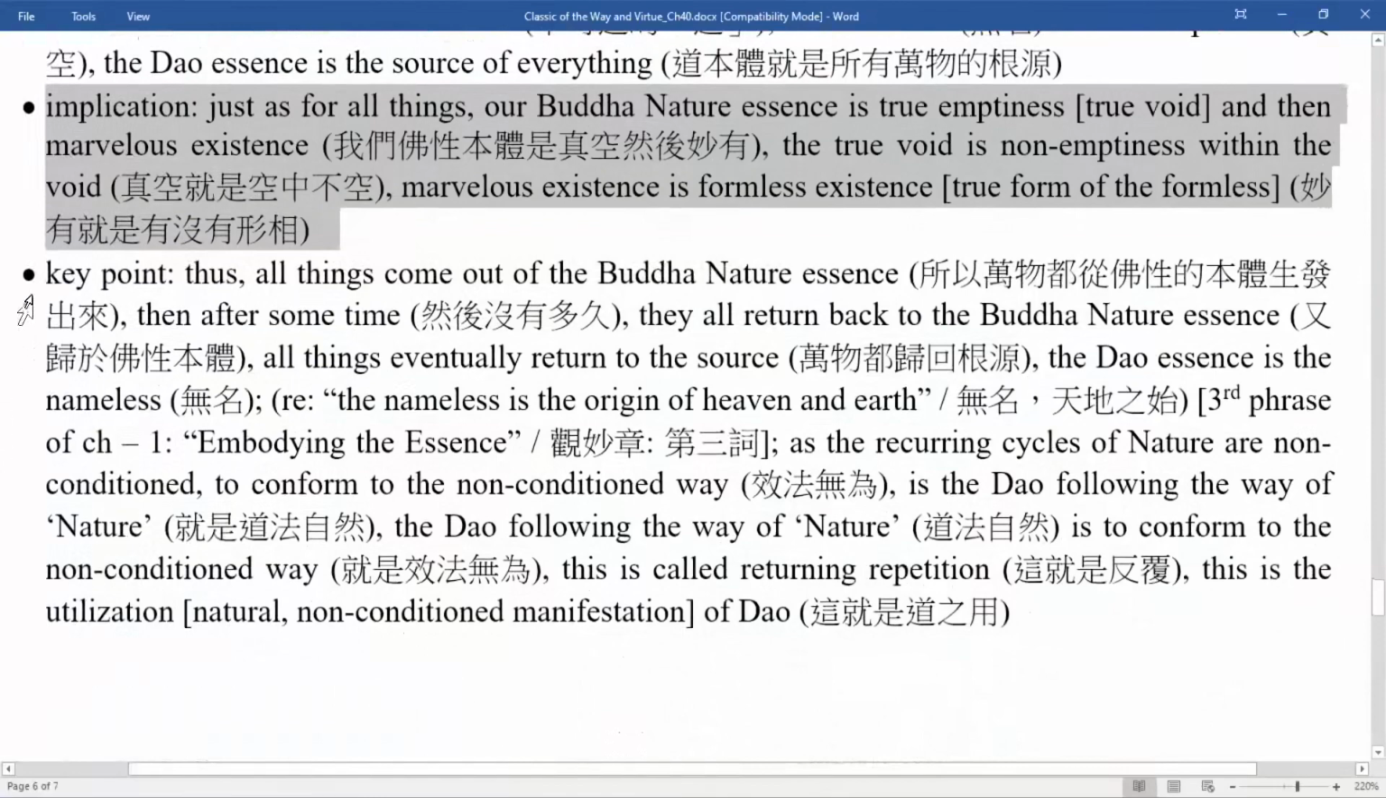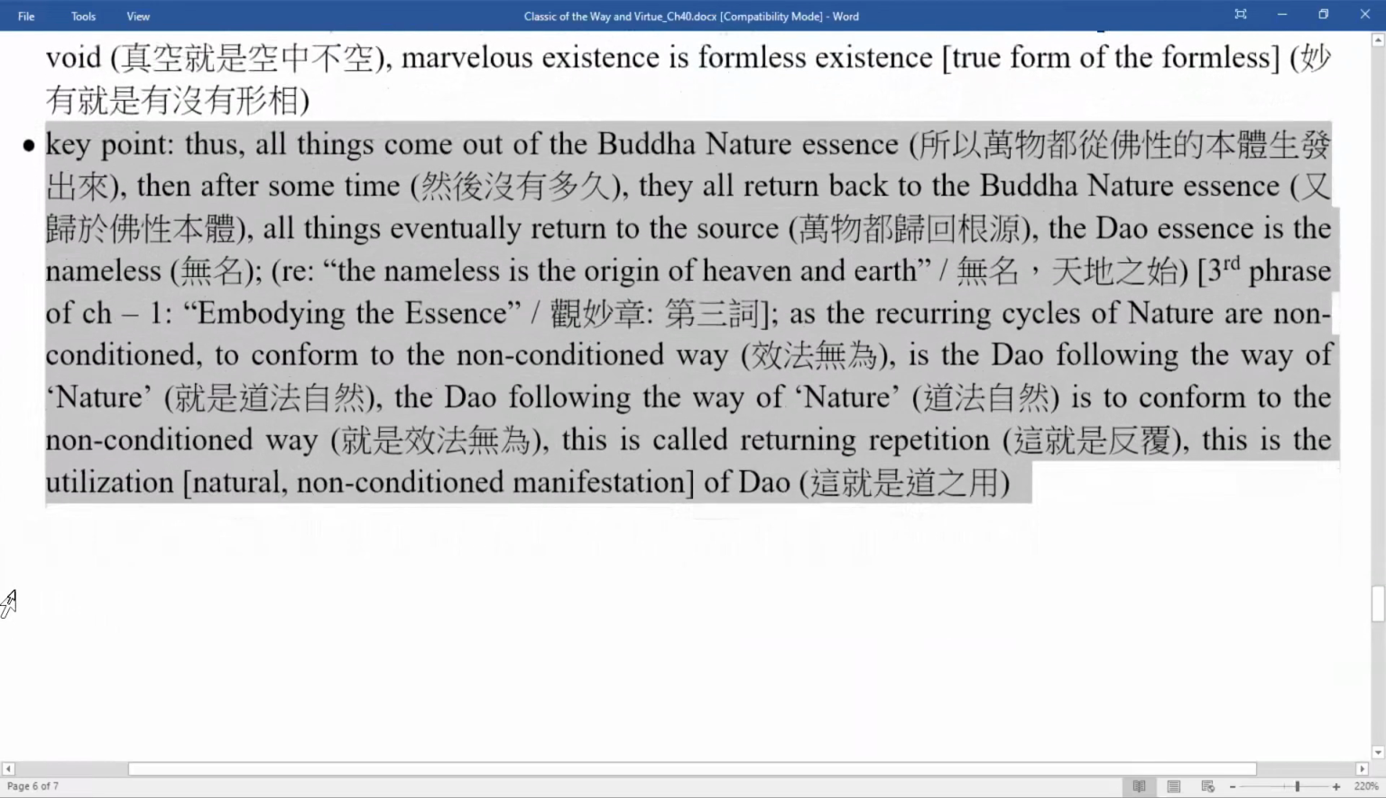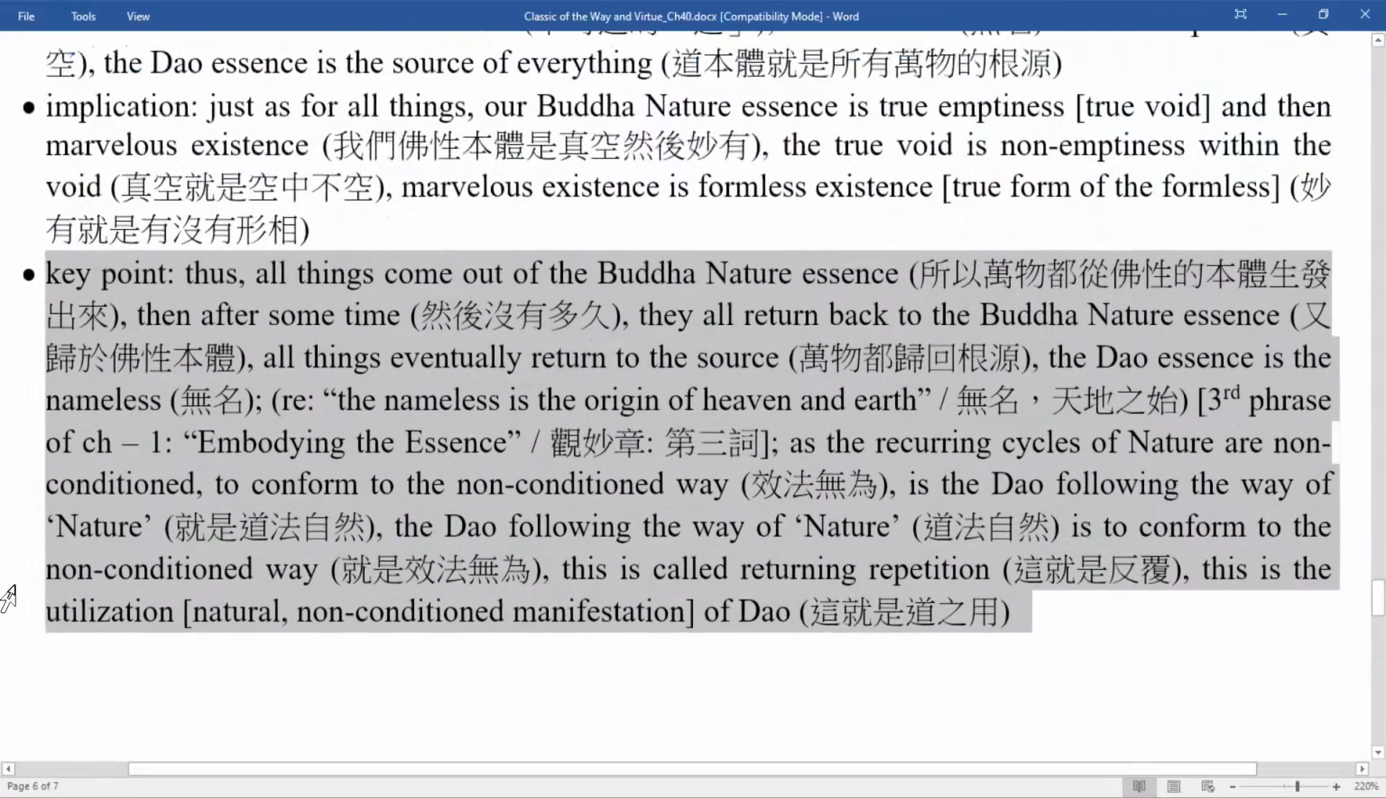Okay. So here's the conclusion. Thus, all things come out of the Buddha nature essence. Then after some time, they all return back to the Buddha nature essence. We talked about that in the last chapter. And then all things eventually return to the source. The Tao essence is the nameless. That's from chapter 1, third phrase.